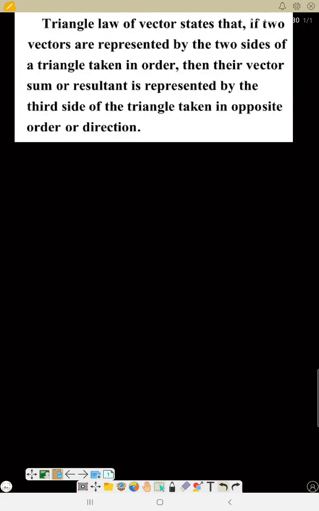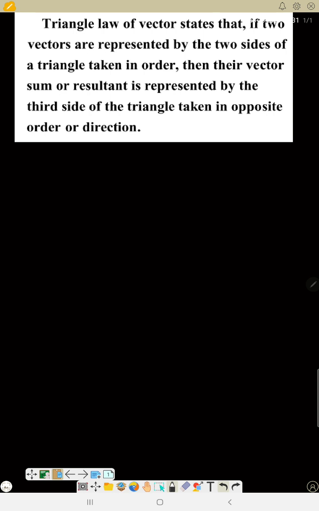Let's talk about triangle law of vector addition. Now, triangle law of vectors states that if two vectors are represented by the two sides of a triangle taken in order, then their vector sum or resultant is represented by the third side of the triangle taken in opposite order or direction.